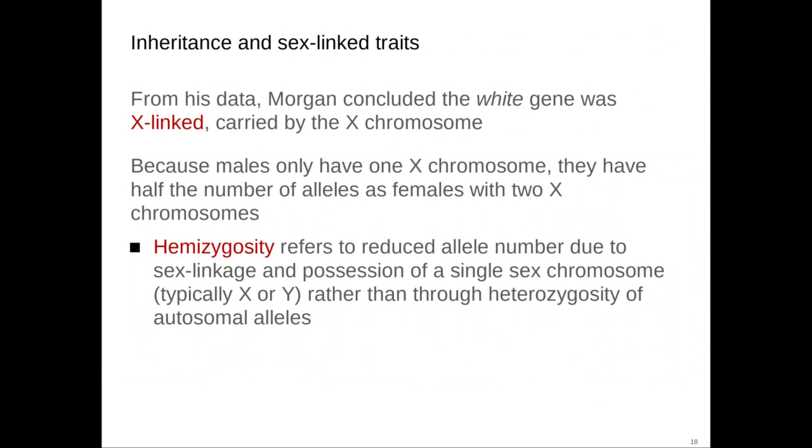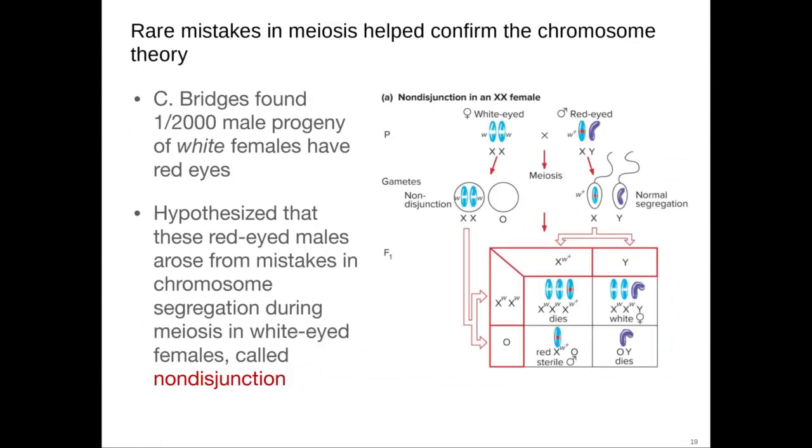I'm not sure. We have hemizygosity, which simply refers to the reduced allele number during sex linkage and the possession of a single sexual chromosome, X or Y, rather than a heterozygosity of autosomal alleles. So that's hemizygosity.